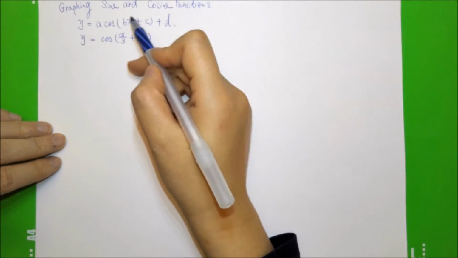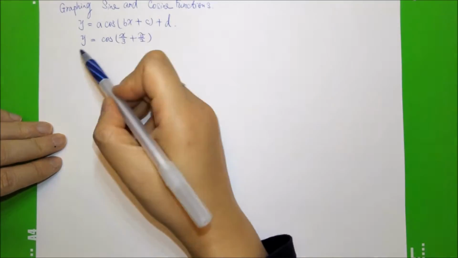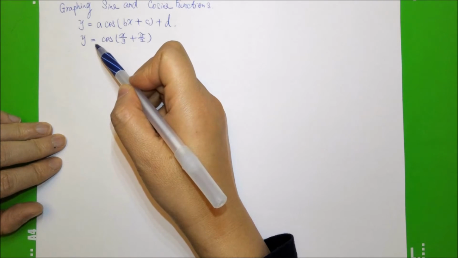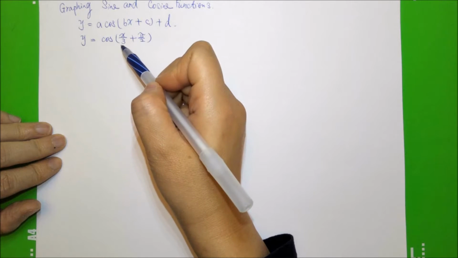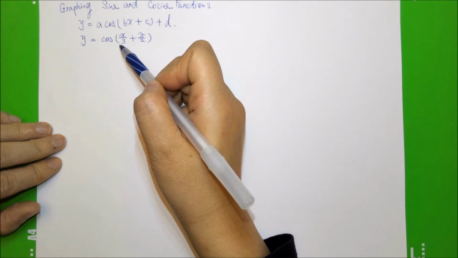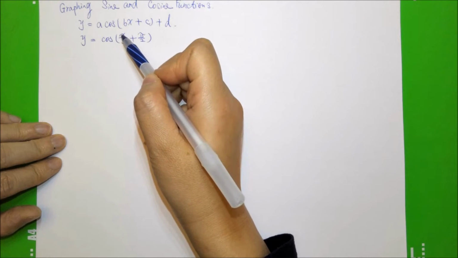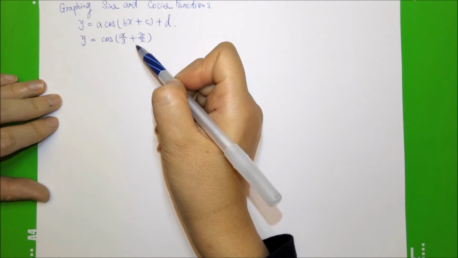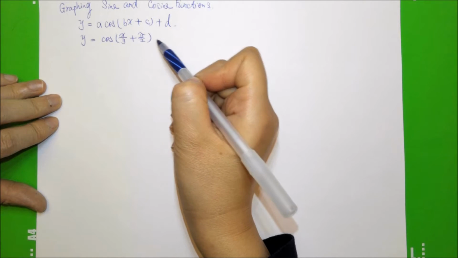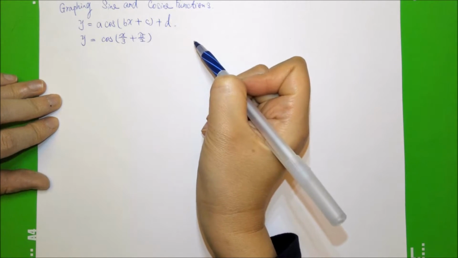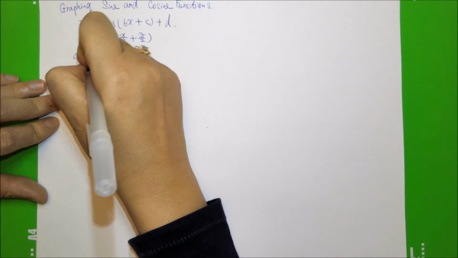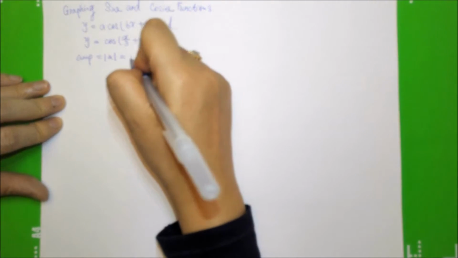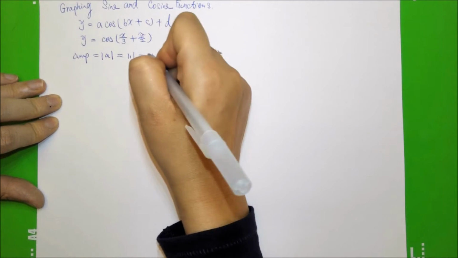Graphing sine and cosine functions. If this is my equation, I will know my a value is 1. My b value is 1 over 3. When 1 over 3 is multiplied with x, that's how I get x over 3. C equals pi over 2. D equals 0. My amplitude is decided by the absolute value of a. Therefore, the absolute value of 1 equals 1.